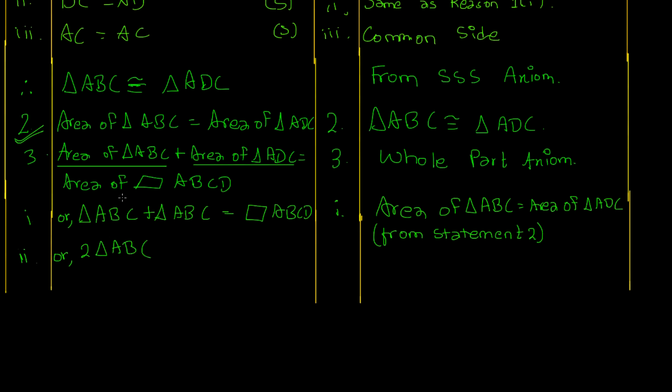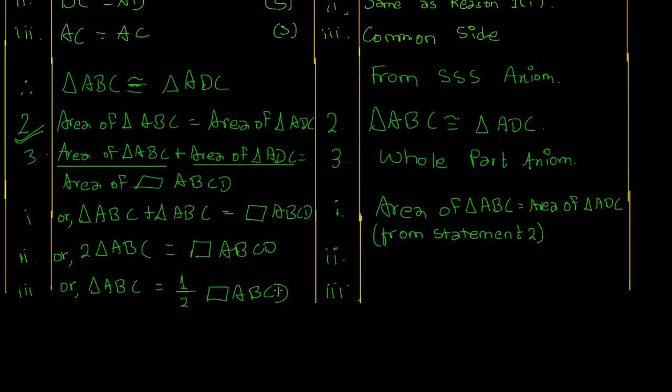Notice that I'm not writing area because the space is too less, and you can also not write area. So 2 triangle ABC is equal to parallelogram ABCD, and there is no reason to write here, so just leave it blank. And here if we move this 2 to the other side, then we get triangle ABC is half of parallelogram ABCD, and boom, we've proven it.